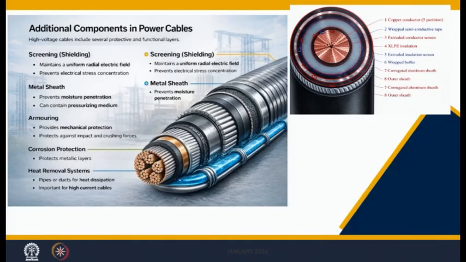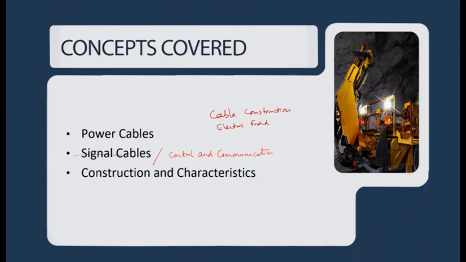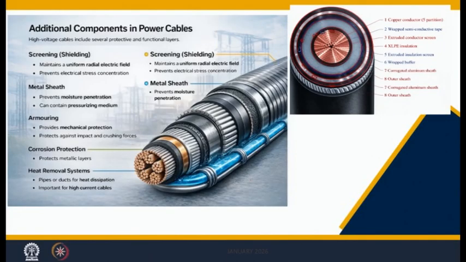So we will not discuss much about signal cables in this lecture. We will mainly focus on the construction characteristics. So you can see the power cables. If you look at one of the power cables, you can see how many layers it has. Apart from the conductor, layer 1, layer 2, layer 3, you can keep on seeing. So how is the cable constructed?